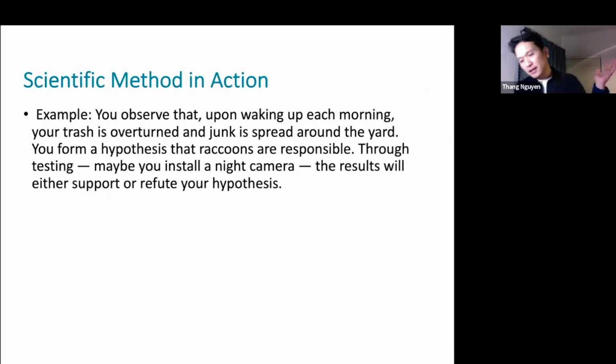All right, so let's take this into action, right? What does the scientific method look like in your daily life? Let's say you observe that every time you wake up in the morning, there's trash overturned and junk spread around your yard. So you form a hypothesis that some raccoons are messing around at night. How do you test this? Well, maybe you can install a night camera, or you stay up all night to see for yourself. So the results will either say yes, it was raccoons, or no, it wasn't, right? So that's the scientific method in action. A very simplified version of that.